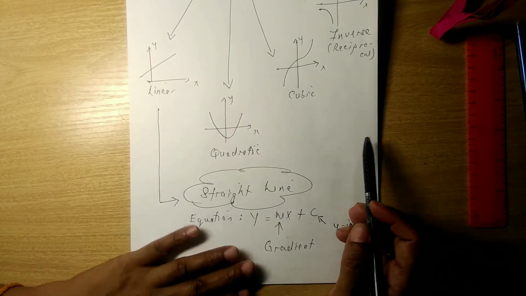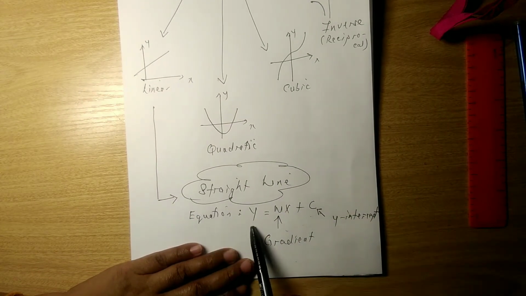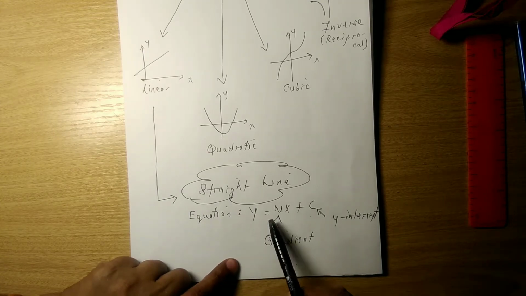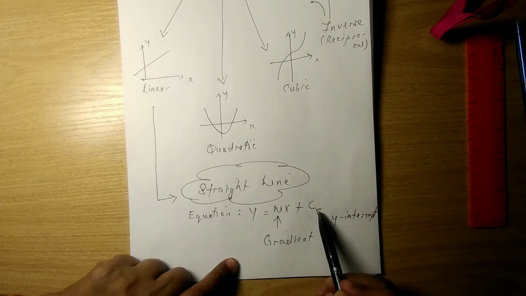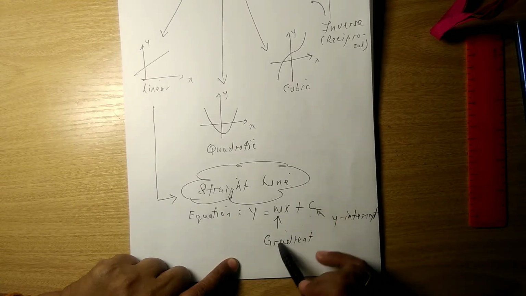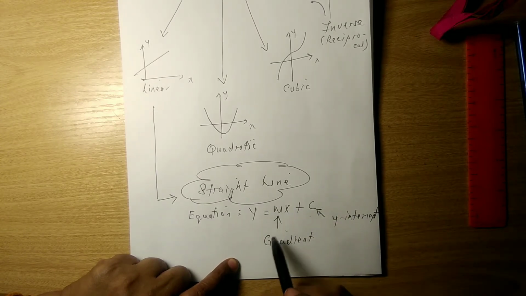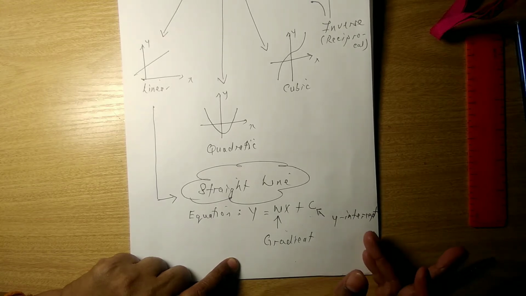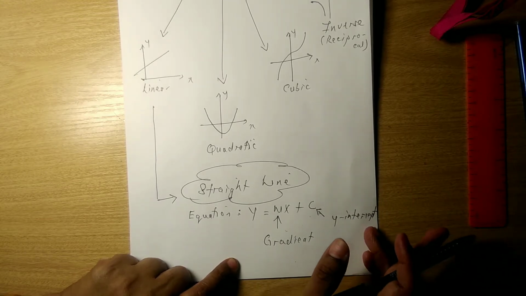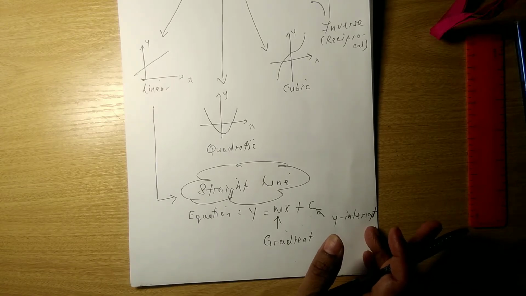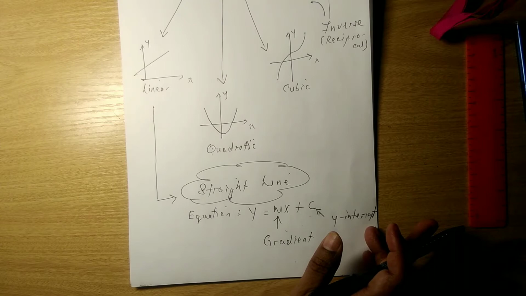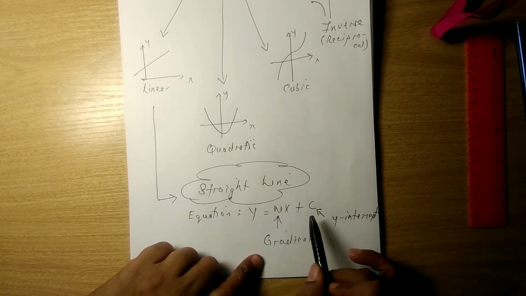The equation of a straight line graph will be written in this form, whereby you will say y equals mx plus c. So m here stands for gradient. Gradient means the slope of the line. Some lines are steeper compared to the others. When the line is steep, we say the gradient is high. When the steepness is not that much, it's a low lying line, so we say the gradient is smaller. So m stands for gradient and c is your y-intercept.